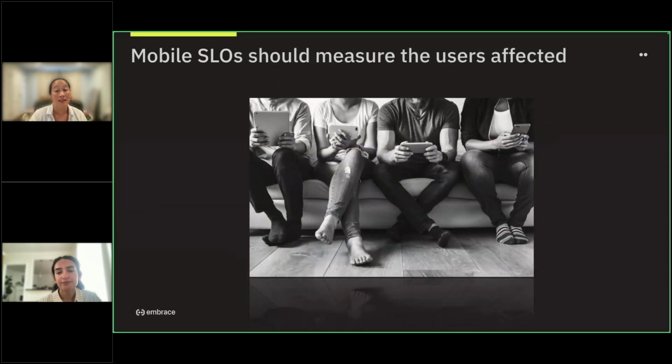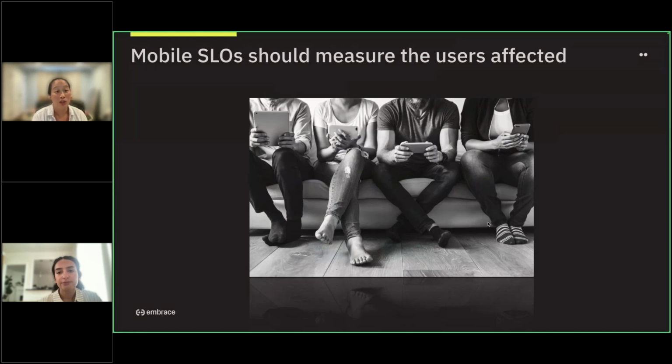And lastly, with mobile, it's always important to remember that errors and issues with latency actually affect an end user and their goal. It affects engagement with the app, it affects their ability to purchase. And that's the ultimate goal of a lot of the apps that we have.